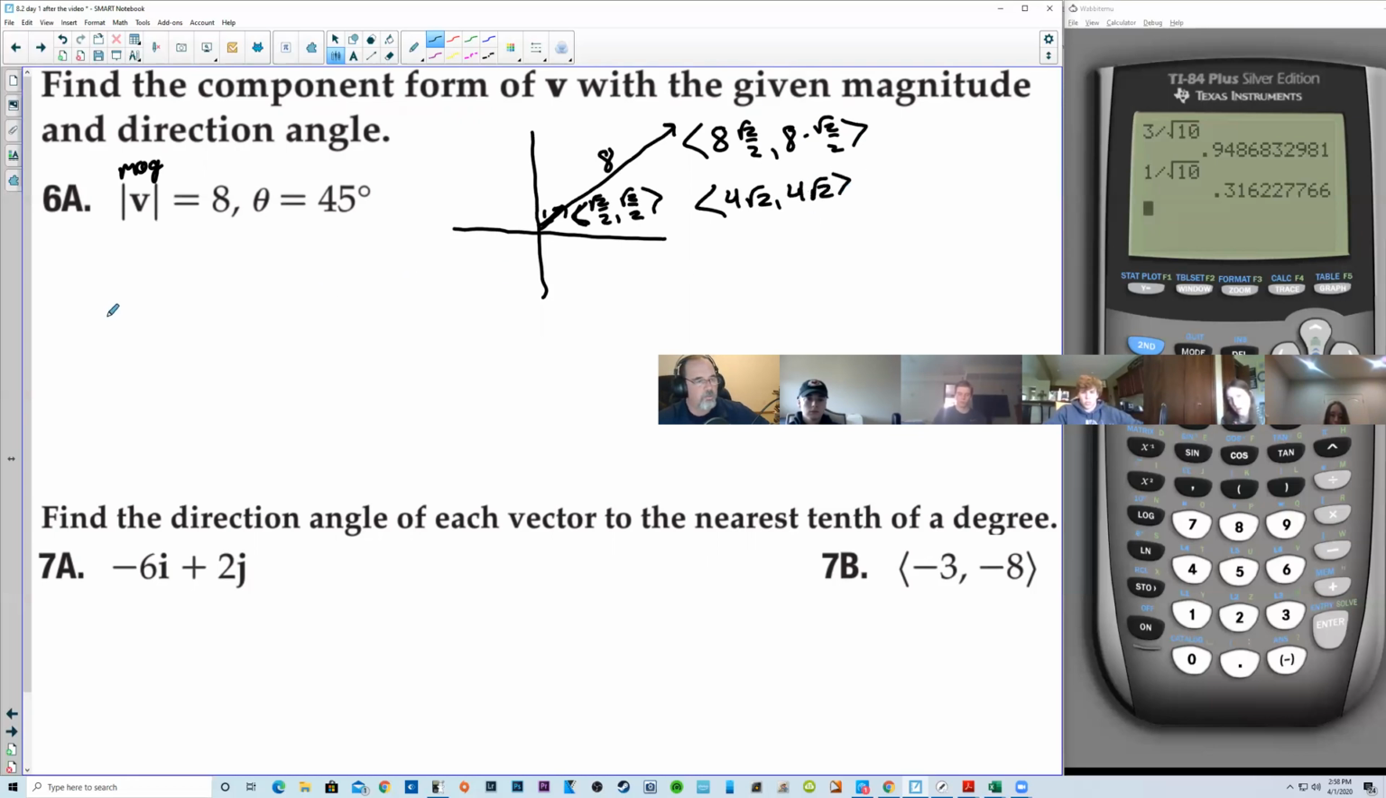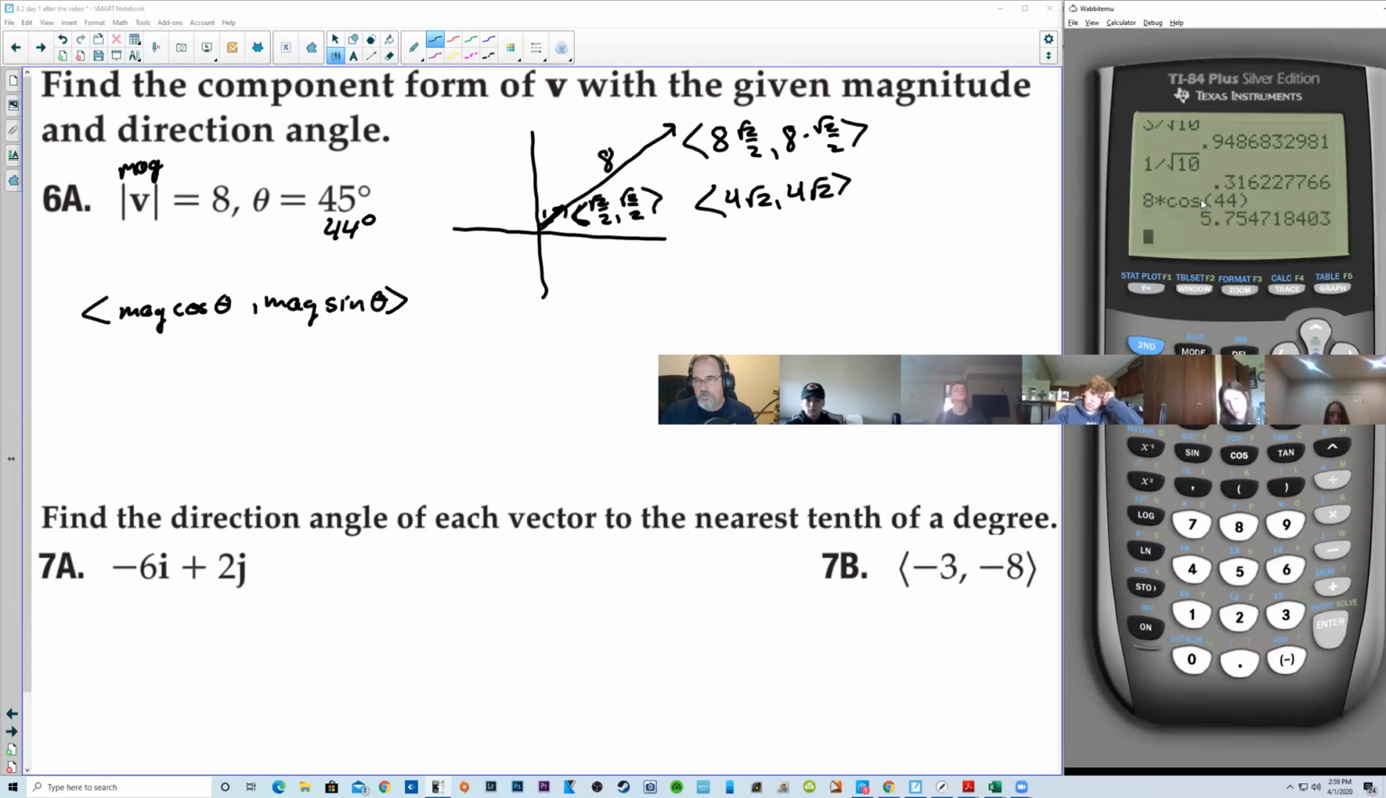And so what you really need to know is its magnitude times the cosine of the angle, magnitude times the sine of the angle. So if we know the angle, if it's a known angle on the unit circle, we know the values. If it's not, if it was one off, it was 44 degrees, then we'd have to use our calculator and we'd have to do the cosine of 44 degrees and we get some decimal answer as long as I'm in degrees. I am.